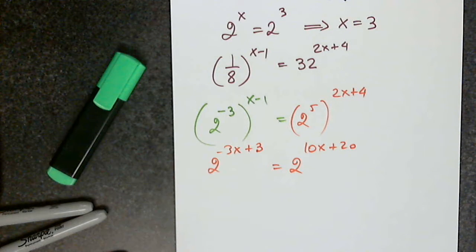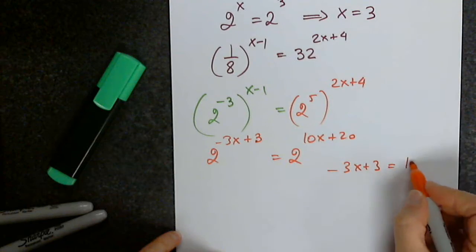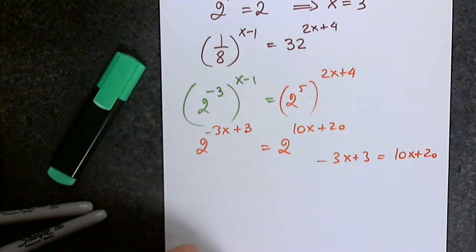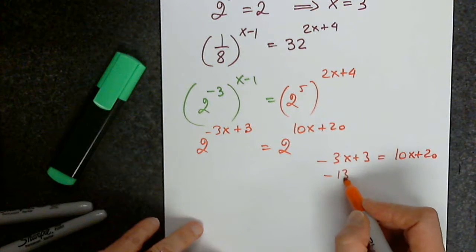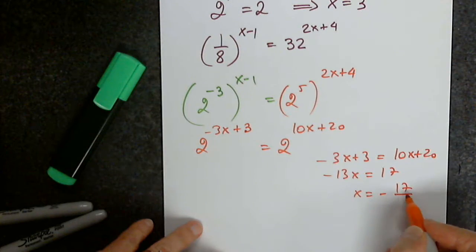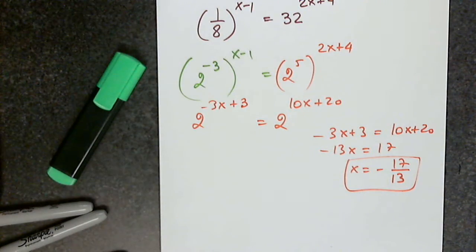And now we don't eliminate anything, we just think. Two numbers are equal and they have the same base. What has to happen to their powers? They are equal to each other. Exactly. So negative 3x plus 3 must equal 10x plus 20. Linear, I move terms around. Negative 13x equals 17. x equals negative 17 over 13. It was just linear. I move terms around and I divide.